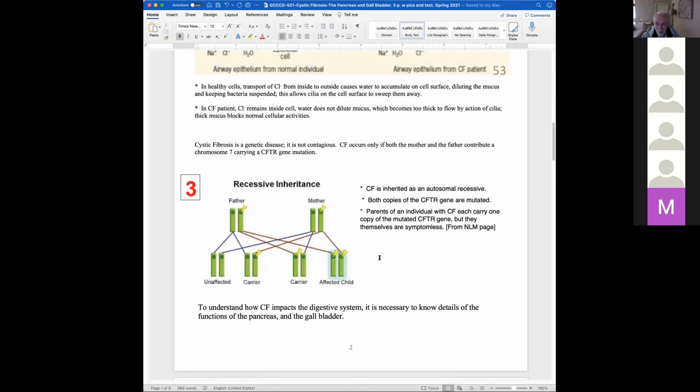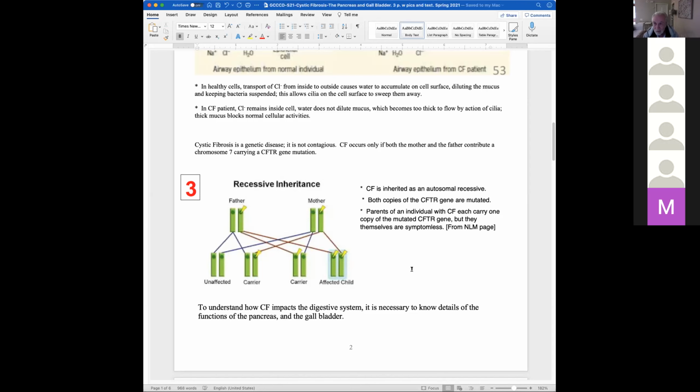So if the mother and father don't have it, the child could still be affected by it? If neither the mother nor the father has a copy, none of the children would have the disease. The child has to have both copies in order to have cystic fibrosis.